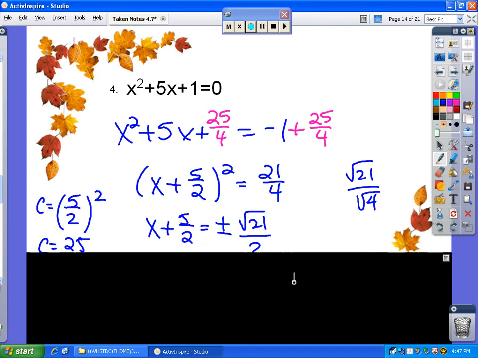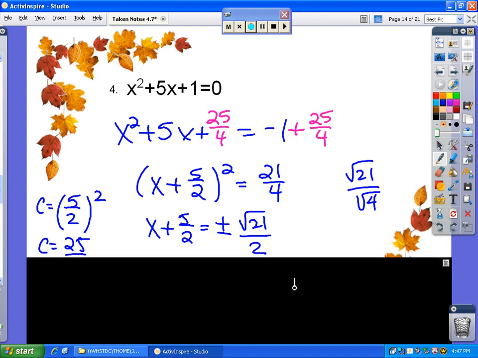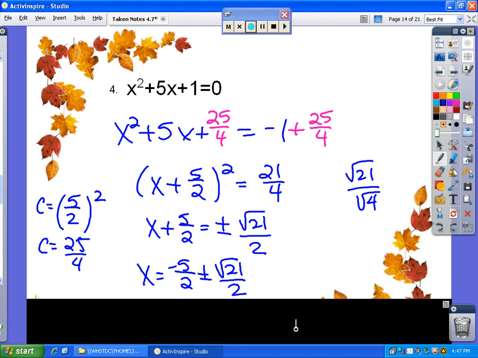Take the square root of both sides. And then move the 5 halves. So this is our irrational answer. It's not imaginary, it's irrational.